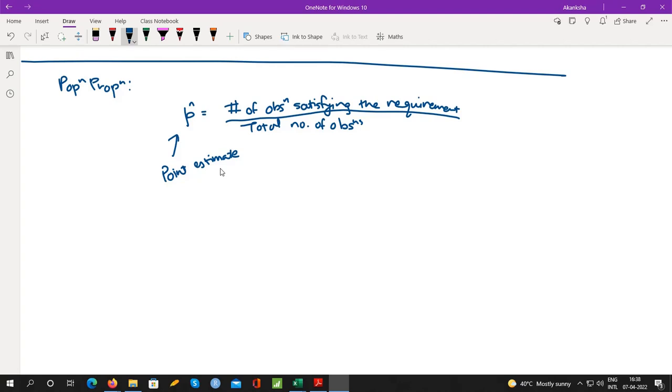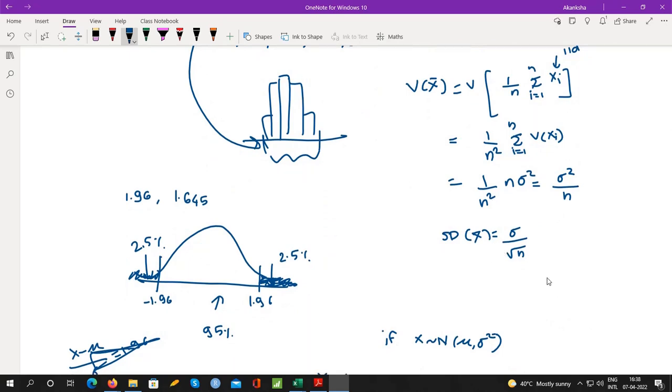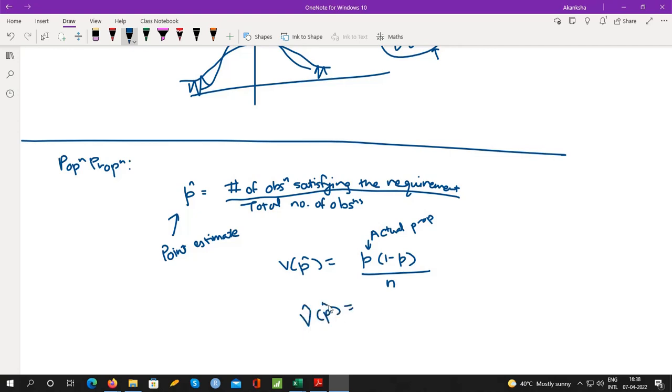Now for this proportion also we have to construct a confidence interval. But the problem is that earlier I had sigma, so I could get the standard deviation of x bar as sigma by root n. That is not the case in proportion. So we use Bernoulli distribution theory, and the variance of p hat turns out to be P into 1 minus P divided by N. Again, P would be unknown, since P is the actual proportion which we are trying to estimate. So we use p hat: the estimated variance of p hat would be p hat into 1 minus p hat by n.